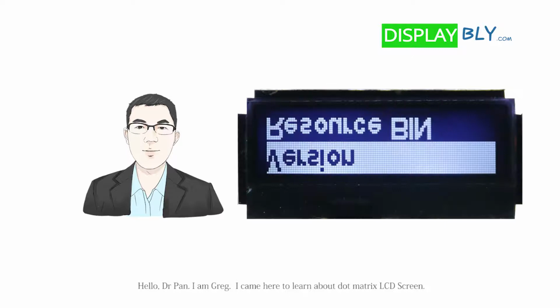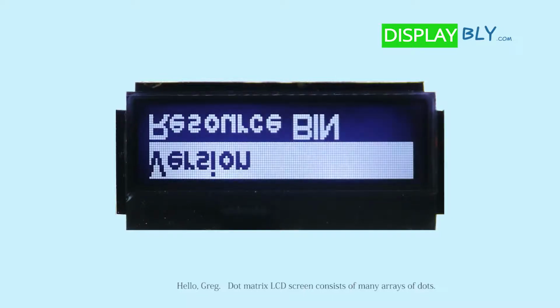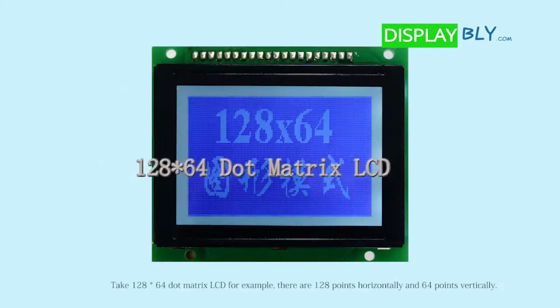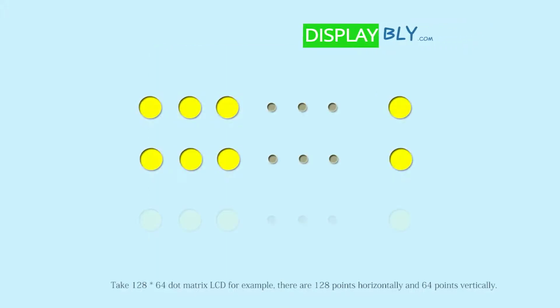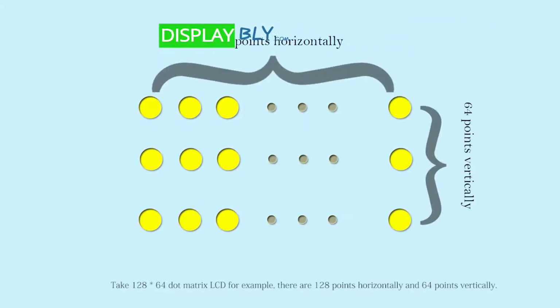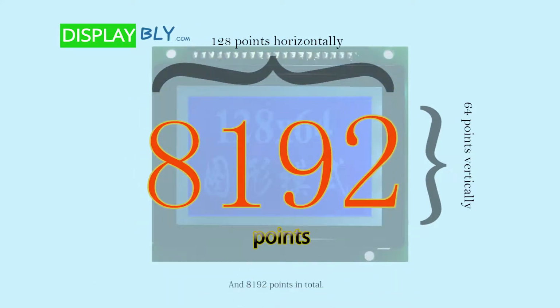I came here to learn about dot matrix LCD screen. Hello, Greg. Dot matrix LCD screen consists of many arrays of dots. Take 128 by 64 dot matrix LCD, for example. There are 128 points horizontally and 64 points vertically, and 8,192 points in total.